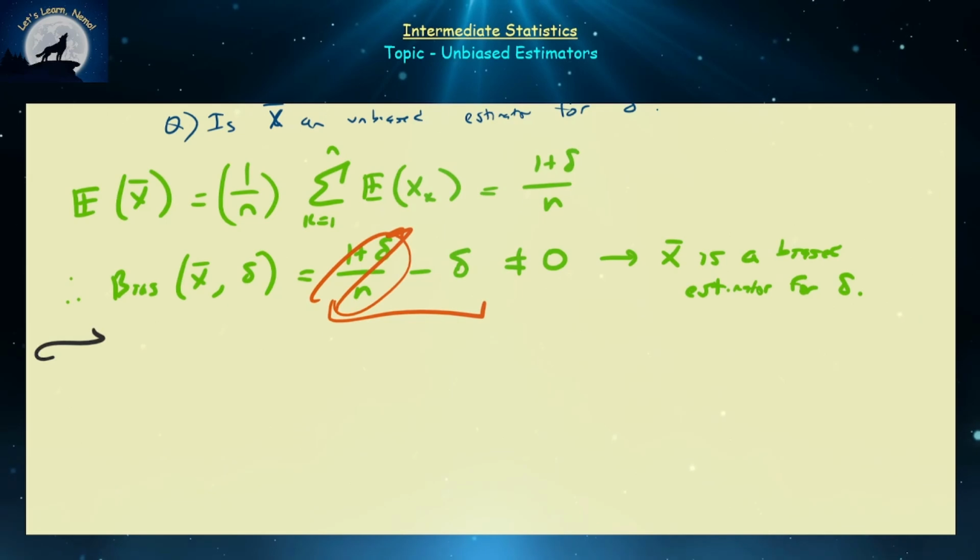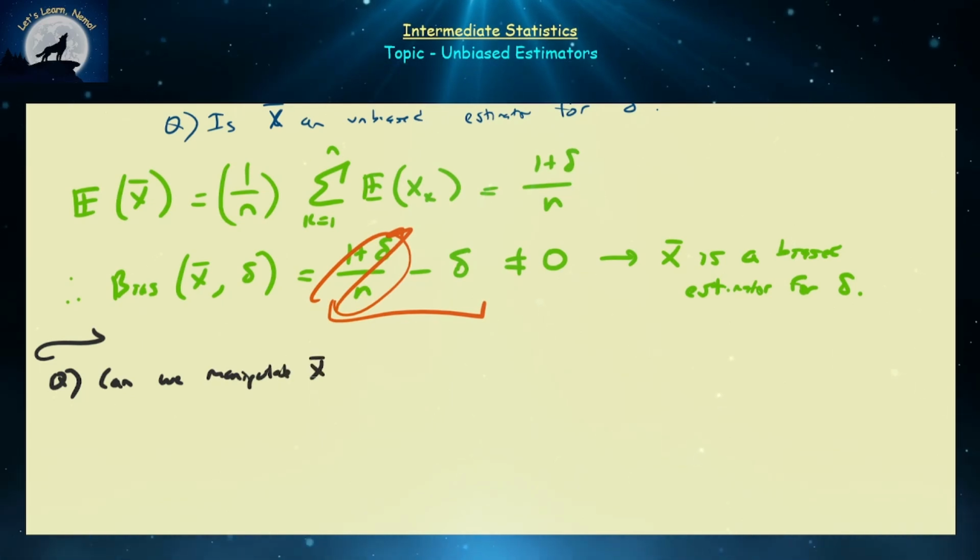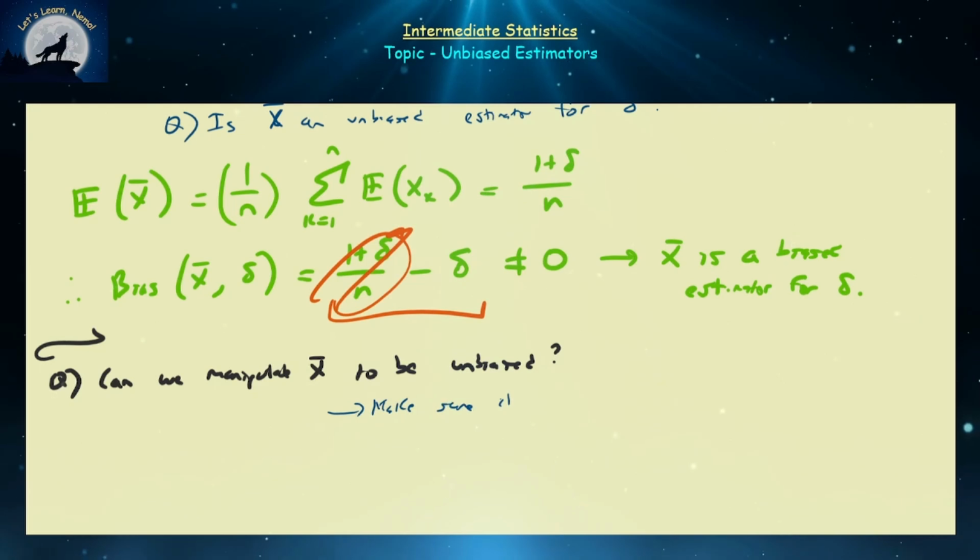It doesn't mean this estimator is completely useless, though. So one can ask, can we manipulate x bar to be unbiased? That is, can we take its bias and remove it by using just algebraic manipulations on x bar? And it's very important to note, make sure it doesn't have delta in it, because we're trying to estimate delta, so we can't have parameters that we usually do not know in an estimator of that parameter.